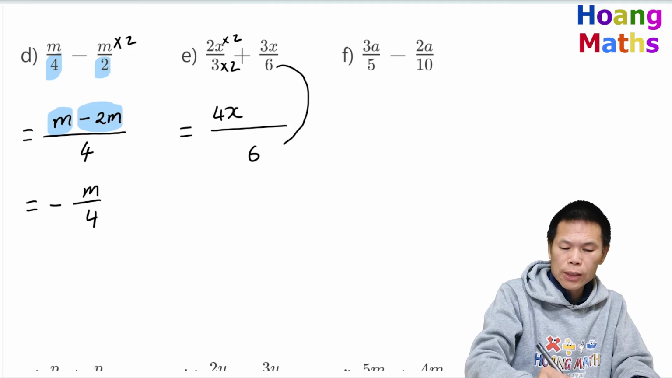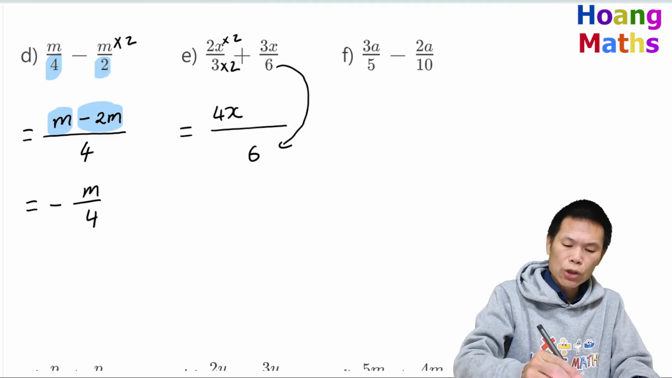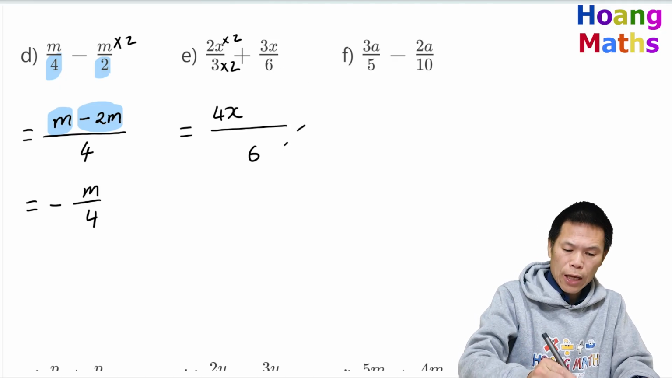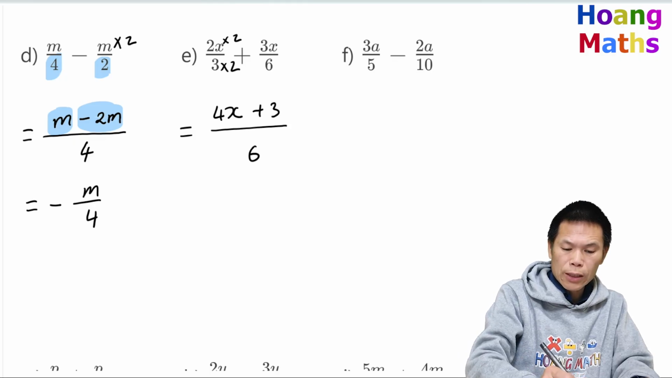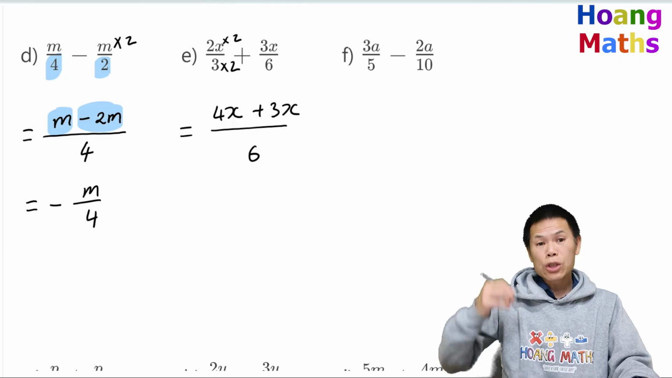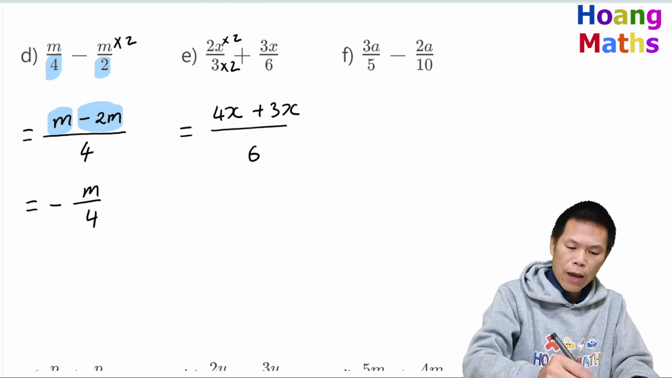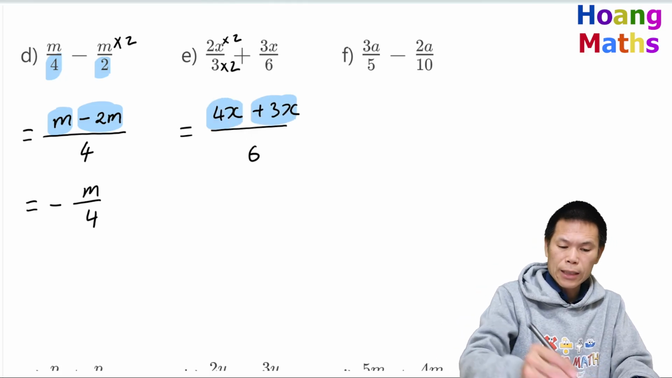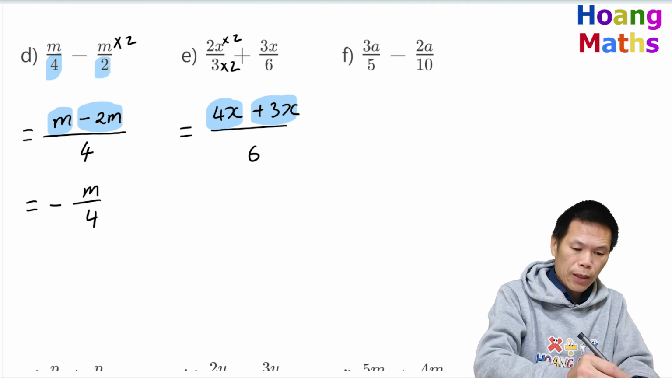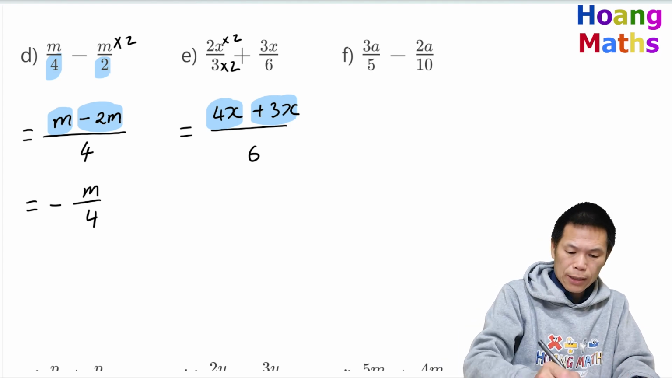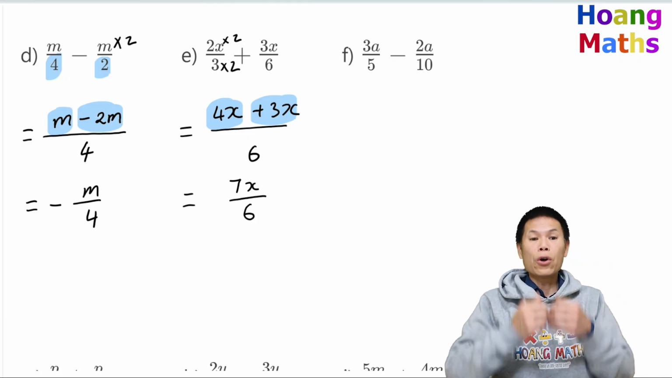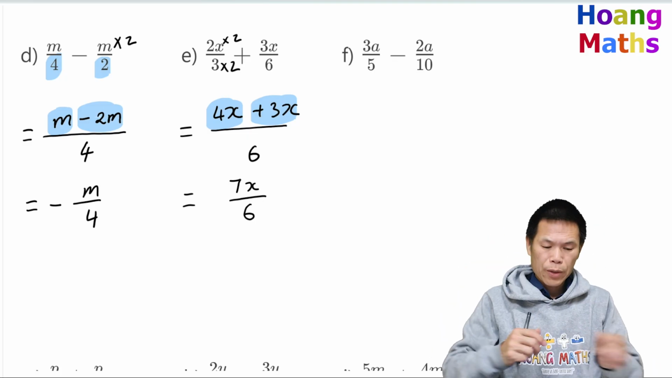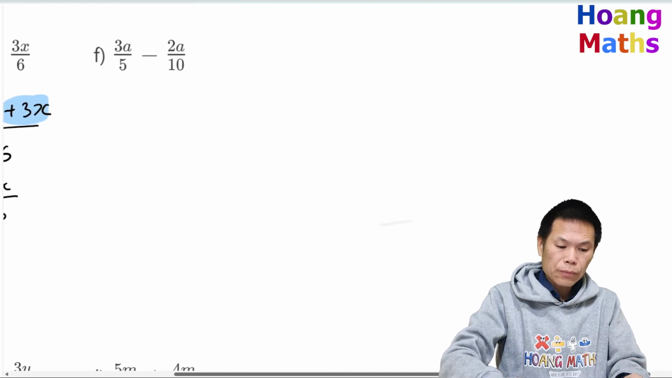And from 6 to 6, I times by 1. So the top times by 1 as well. So that is 3 times 1 is 3. So we add 3x. So now we just collect the like terms. So we have 4x, we add 3x. So 4 plus 3 is 7. So the answer is equal to 7x over 6. So there you go. Part F.